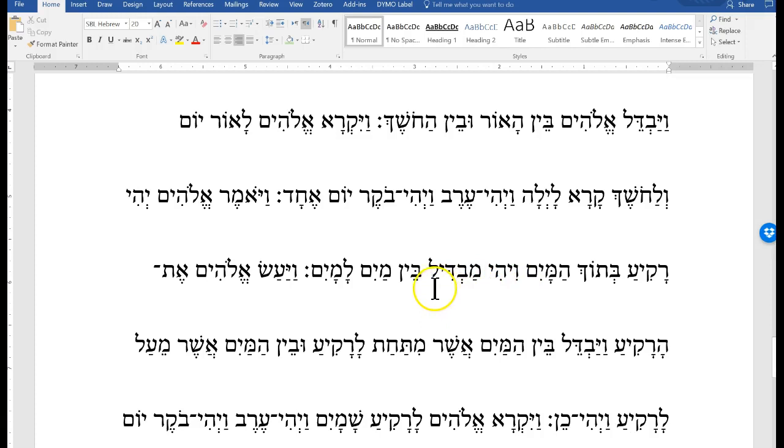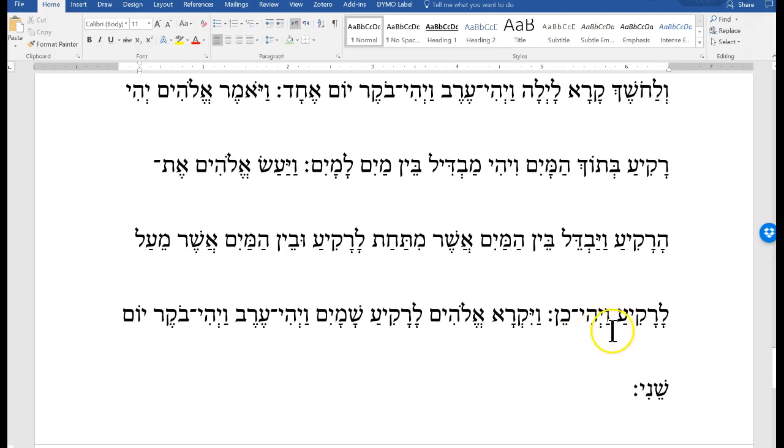v'hi mavdil bein hamayim lamayim v'ya'as Elohim et harakia v'yavdel vein hamayim esher metachath la rakia uvein hamayim esher me'al la rakia v'yehi kain v'yikra Elohim la rakia shemayim v'yehi erev v'yehi voker yom sheni.